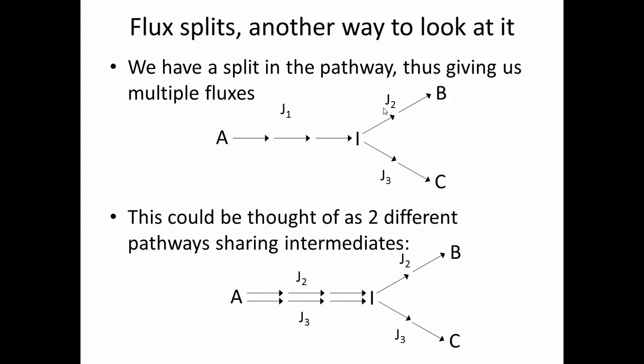So we look at this another way. We're basically thinking in terms of carbon, or moles of carbon. So if we have a split in the pathway, again, we have J1, we have J2 and J3, and J1 is equal to J2 plus J3, but we can think of it as two different pathways. The A to B pathway and the A to C pathway. They just happen to overlap from A to I here. They're sharing intermediates. So instead, this is J3, from A all the way to C. From A all the way to B is J2. So we don't think of it necessarily as a split. We think of it as two separate pathways, even though these two arrows are the same enzymatic activity.